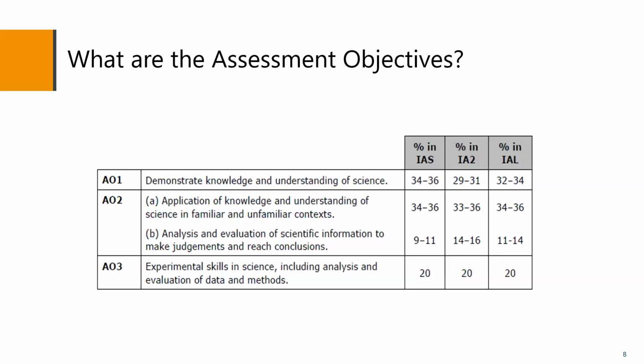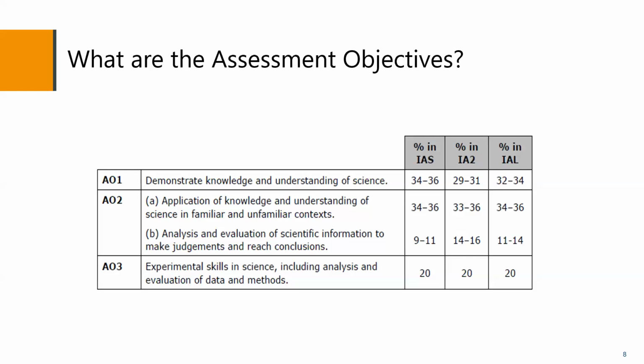The assessment objectives underpin the construction of the paper. So the number of marks that are allocated, for example, to assessment objective 1 will determine the number of questions that can be asked in a particular style. You can see assessment objective 1, demonstrate knowledge and understanding of science, effectively the recall element of the learning, amounts to about 35% in the IAS and about 30% in the IA2. So a total over the whole A level of about 33%, with a very small tolerance on either side of that. So the examiners have quite rigid guidelines within which they can ask questions testing recall of the content.